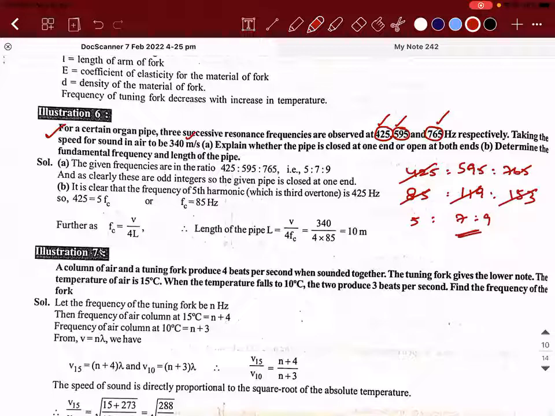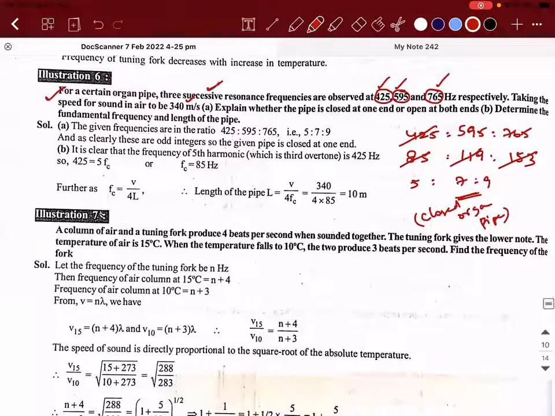They are the 3 successive frequencies, and the successive frequencies are in the ratio of odd numbers. So odd numbers means what should happen? It should be a closed organ pipe, right? Had you got them as successive numbers 1, 2, 3 or 2, 3, 4, something like that, then it would have been an open organ pipe.